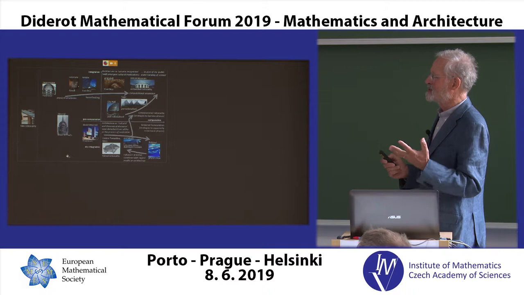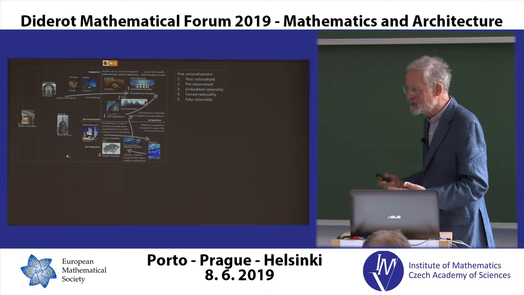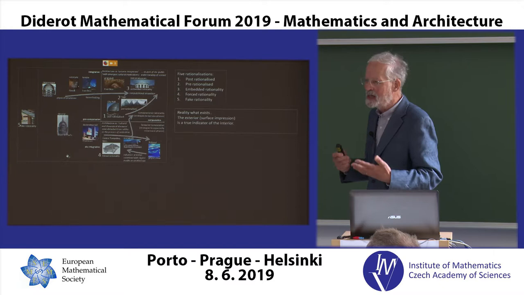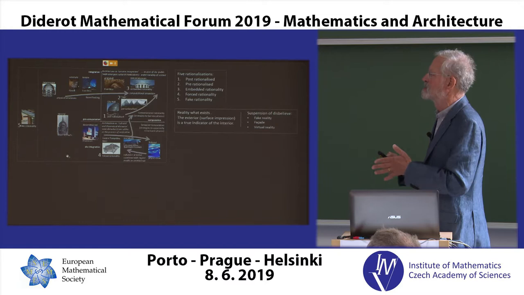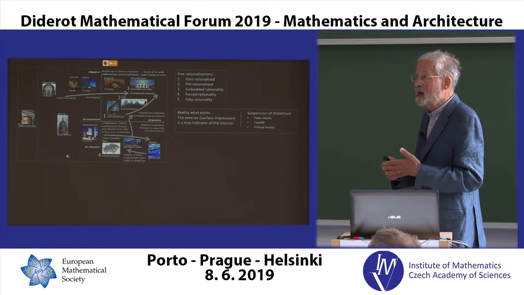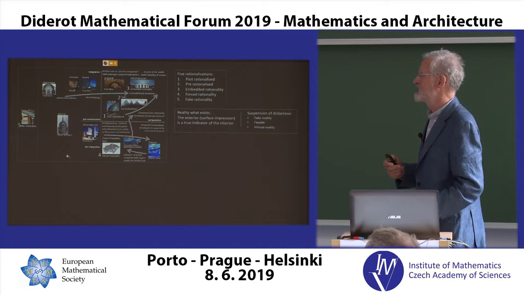So putting that diagram on one side, we've got our five rationalizations, where we have this intersection between architecture and mathematics and materials and making. We have this distinction between reality, i.e. what exists. Does the exterior or the surface impression actually indicate what is in the building? Or there are various levels of suspension of disbelief: the fake reality, the facade, which doesn't tell you about what's going on in the middle, and virtual reality. So how much is architecture redefining reality? But does that have to have a basis in physics if we're just in a virtual world?